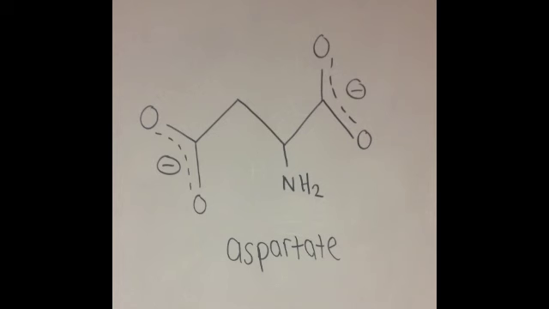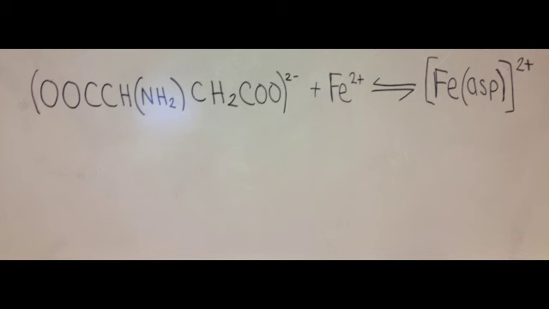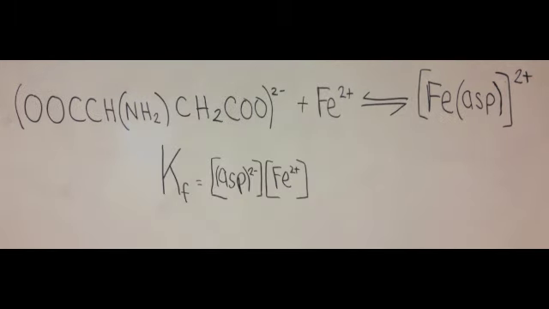The two negative charges on the aspartate ligand are attracted to the 2+ charge on the iron, and this creates a complex for which we can write the equation as follows, and this can describe how the iron aspartate complex is formed. We can represent the formation of the iron aspartate complex with the formation constant shown in the current slide.